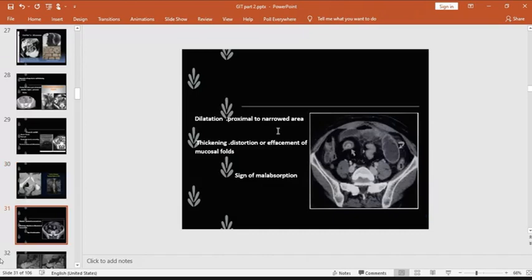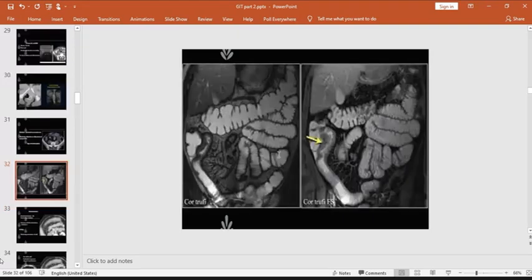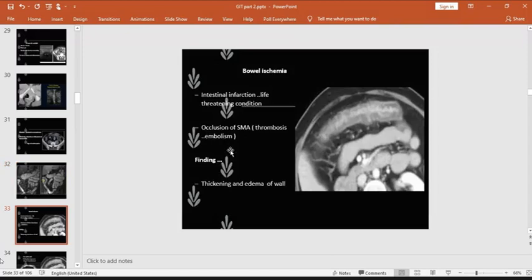There is dilatation proximal to the narrow segment. This is a narrowed segment with proximal dilatation of the bowel loop, later on indicating signs of malabsorption in Crohn's disease. By MRI, this is a large segment of the small bowel with narrow lumen as a result of increased wall thickness. And this is also a segment with narrowed wall and narrow lumen. This is related to Crohn's disease.